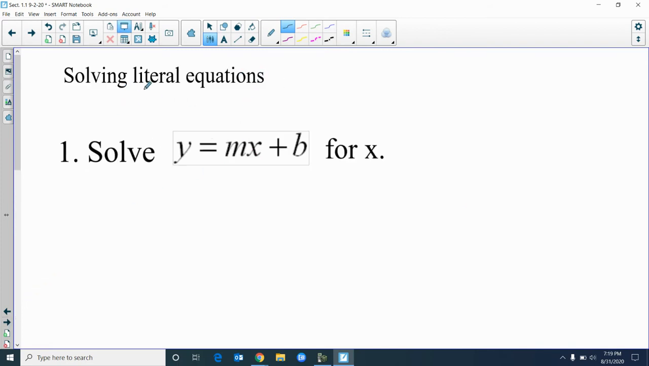All right, now solving literal equations, or solving formulas for a variable. So in this case here, we got y equals mx plus b. Basically solve it for x. That means get x by itself. Not 1 over x. X is in a numerator.